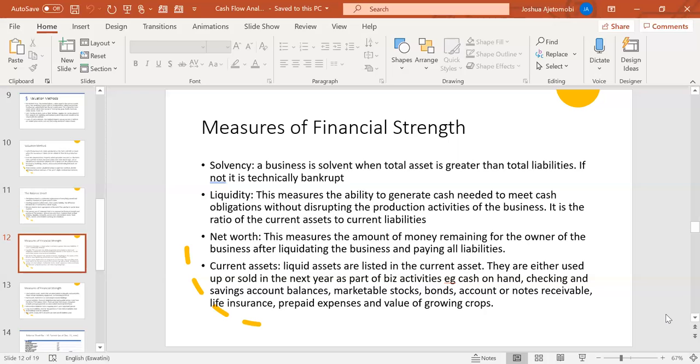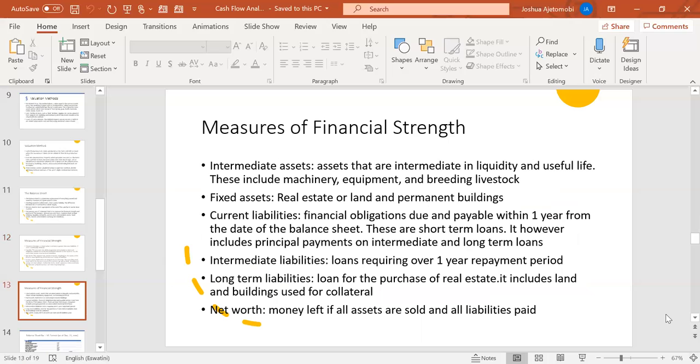Current assets, that is your liquid assets. They are either used up or sold in the next year as part of business activity. So it includes your cash on hand, checking and saving account balances, marketable stocks, bonds, accounts or notes receivable, life insurance, prepaid expenses, and value of growing crops. These are some items that are always included in your current assets.